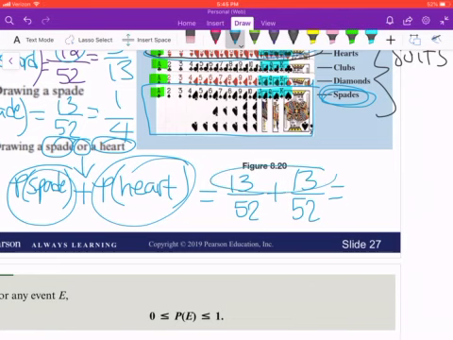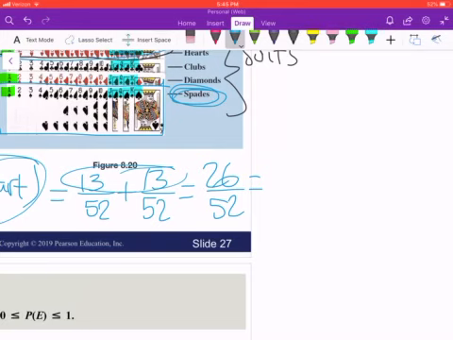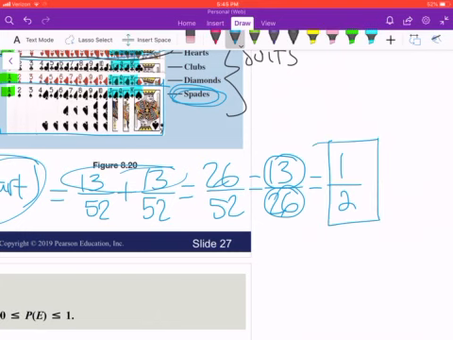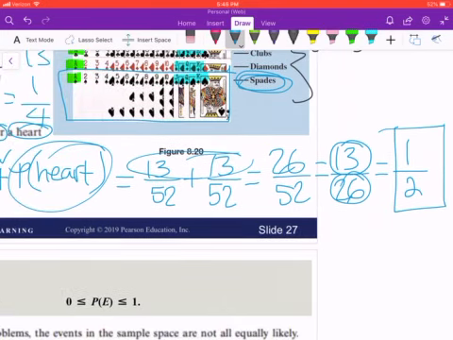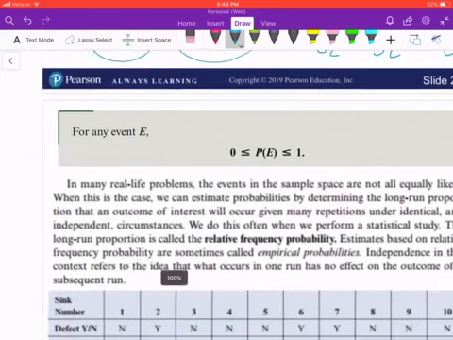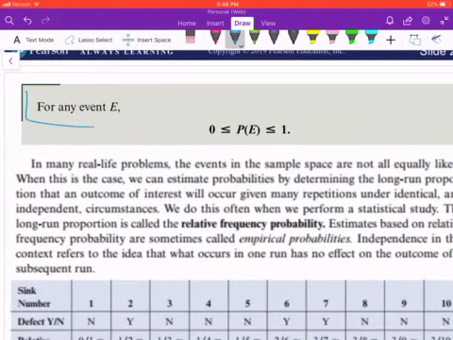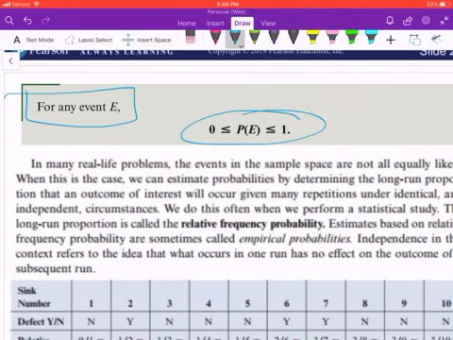And if we add these two fractions, we will get 26 divided by 52. And of course, we can divide by 2. We'll get 13 divided by 26. And we can divide by 13 now. 13 divided by 13 is 1. 26 divided by 13 is 2. So the probability of you drawing a card and getting a spade or a heart is half, or 0.5. Just as we discussed in class, for any event, probabilities go from 0 to 1, including 0, that's why we have the equal part, and including 1. Remember, 1 represents 100%.